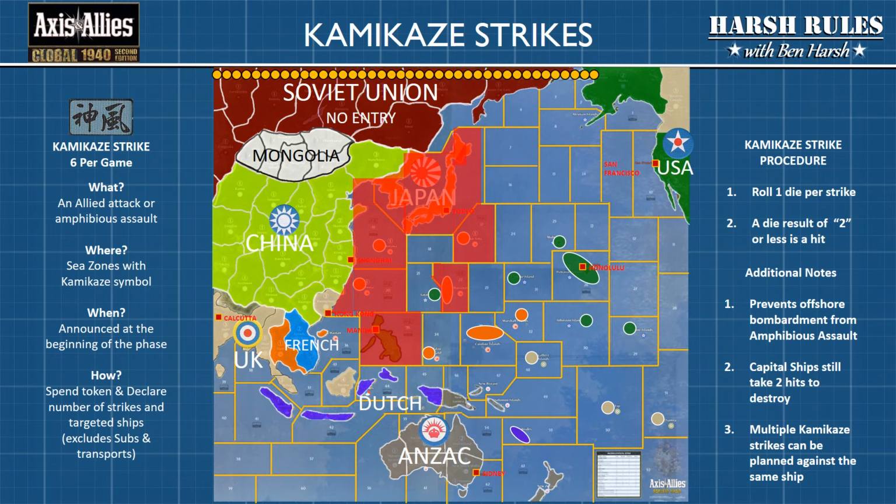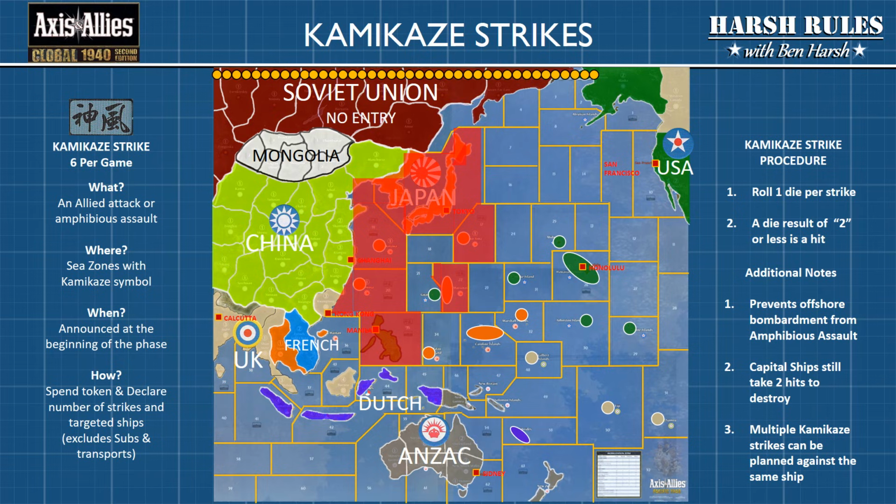This maneuver may only be executed if an allied player is conducting an attack or an amphibious assault in the marked sea zones. Prior to the battle, the Japanese player will declare they are conducting a kamikaze strike. They then spend a kamikaze token, or tokens if multiple strikes are planned, and indicate which ship or ships are being targeted. Submarines and transports cannot be targeted. The Japanese player will then roll 1 die for each strike. A roll of 2 or less is considered a hit.